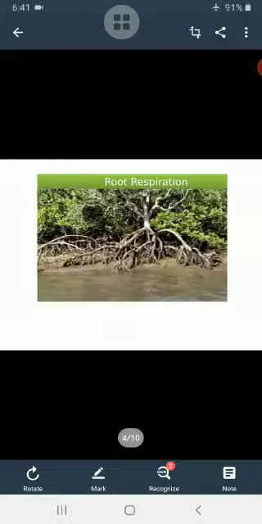Some of the energy released during respiration is used by the organisms. The rest is lost as heat. And the root cells of plants also need oxygen to generate energy. They get this oxygen from the air trapped between soil particles.